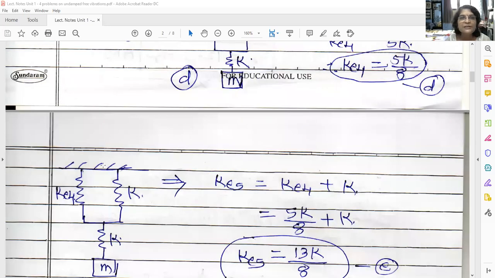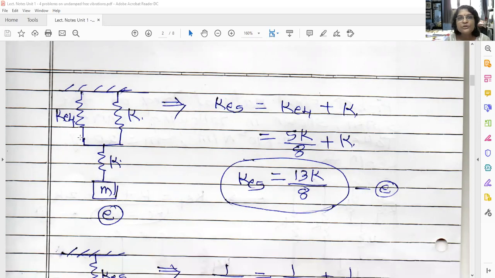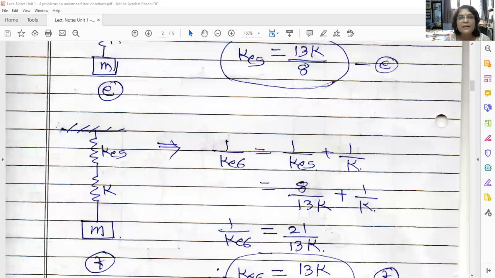So let us go to this diagram. Now this is the spring having stiffness Ke4 and this is having stiffness K. These two springs are connected in parallel. So how to find out their equivalent stiffness? Ke5 is equal to Ke4 plus K. So what is the addition? Ke5 is equal to 13K upon 8. So now these two springs I have to draw here. Instead of these two, I have to draw here Ke5.